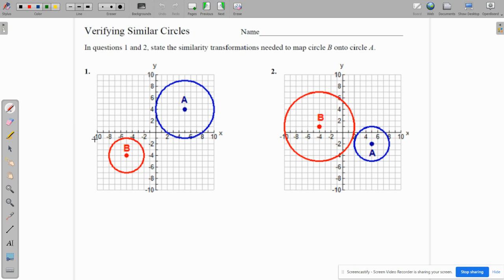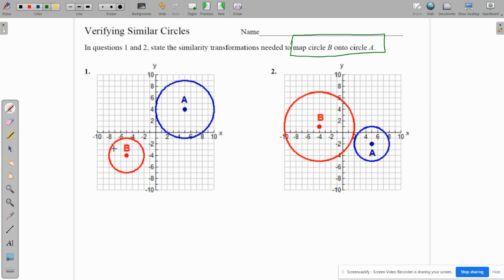Now we're going to verify similar circles. So in questions 1 and 2, state the similarity transformations needed to map circle B onto circle A. So this order matters. It's going to impact what we write for our transformations.